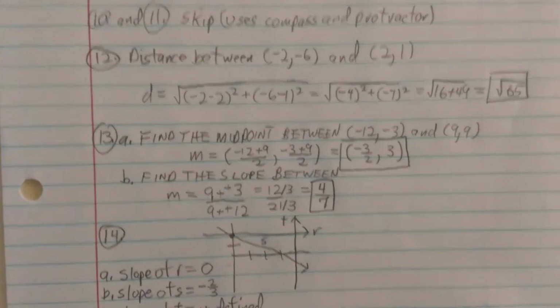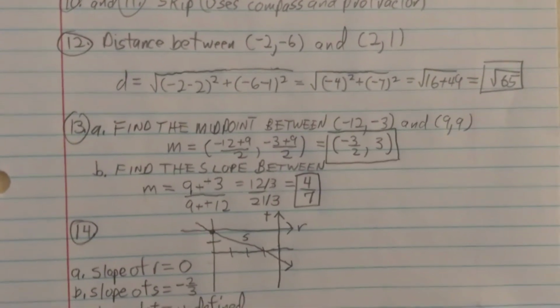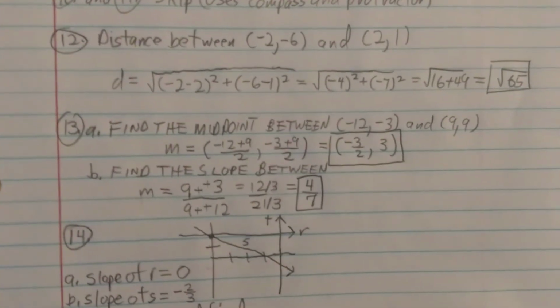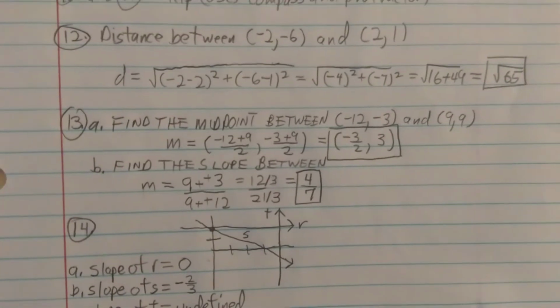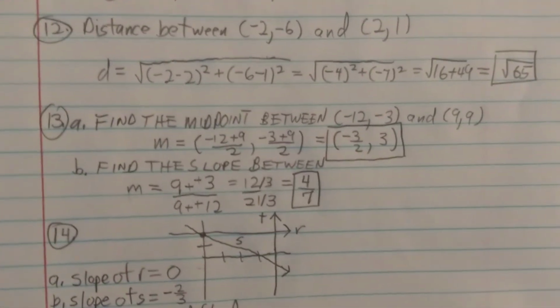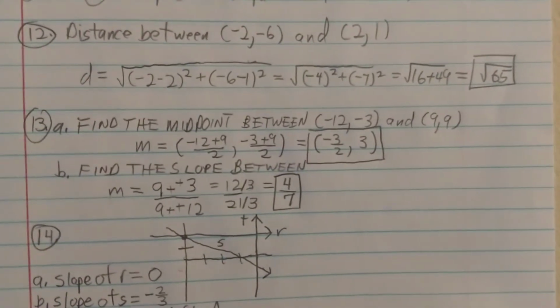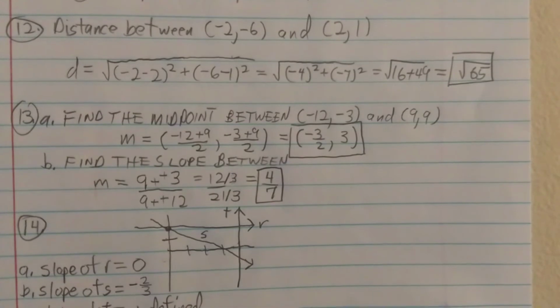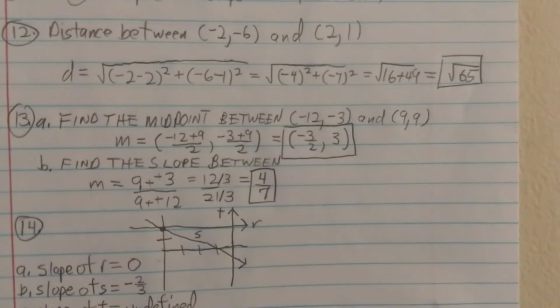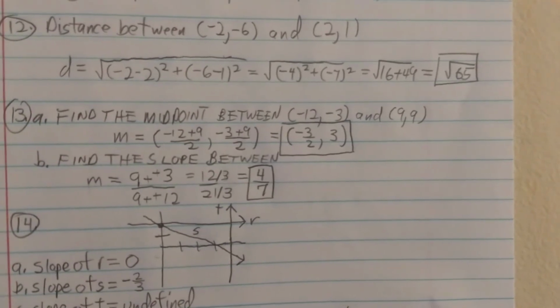Then question 12 is the distance between (-2, -6) and (2, 1). We use our distance formula, square root of (x minus x) squared plus (y minus y) squared. So parentheses, -2 minus 2 squared plus parentheses -6 minus 1 squared is equal to -4 squared plus -7 squared, which is equal to the square root of 16 plus 49, which is the square root of 65.